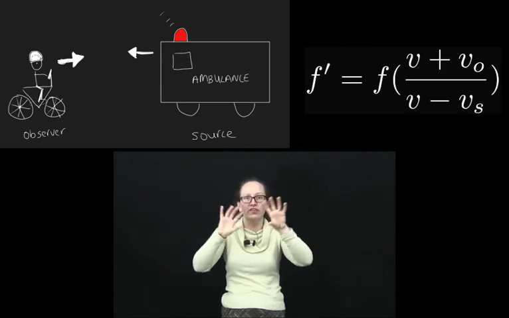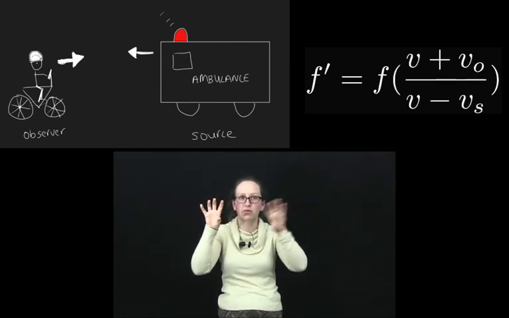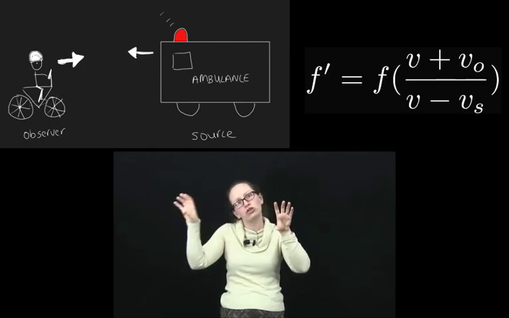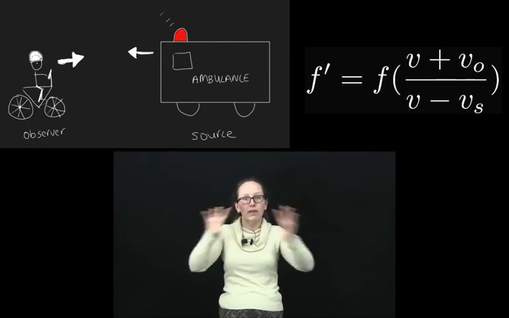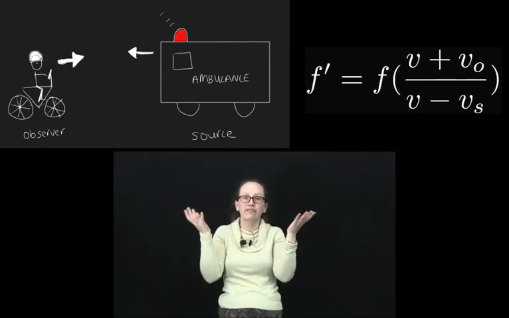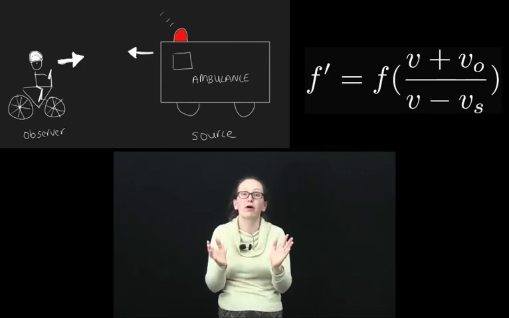If one of them is moving away, then you just need to change the sign in front of that term. So if the observer starts to move away, just switch the sign in front of the vo term. If the source moves away, just switch the sign in front of the source term. If they both move away, switch the sign in front of both terms. Okay, let's use this to solve a problem now.